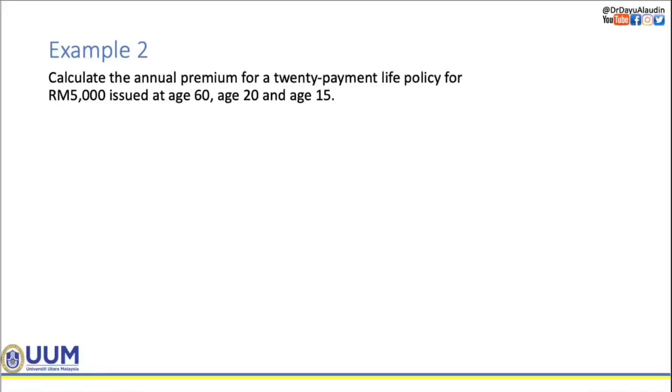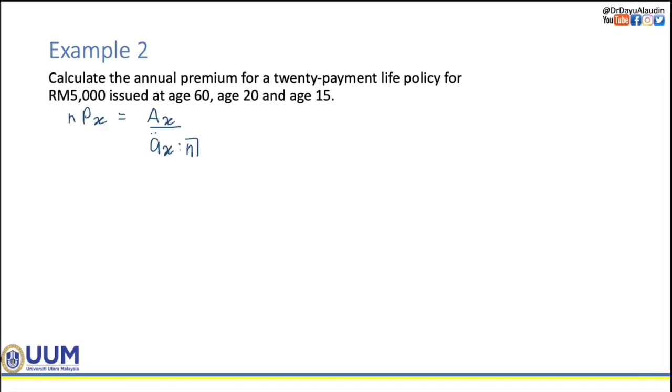Now we try example 2. Calculate the annual premium for a 20 payment life policy for 5,000 ringgit issued at age 60, 20 and 15. So there are 3 types of annual premium that we have to find. Okay, this is the formula for annual premium. So n is equal to 20.